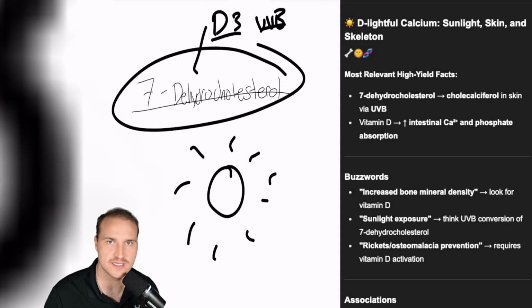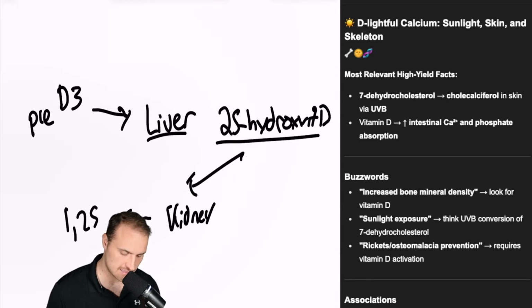So in the epidermis, the UVB hits it. It converts it to pre-vitamin D3. And then vitamin D3, cholecalciferol, travels to the liver. And I'll write this down. And we get the activated 1,25-dihydroxy-vitamin D, which is calcitriol. And that's our active vitamin D.